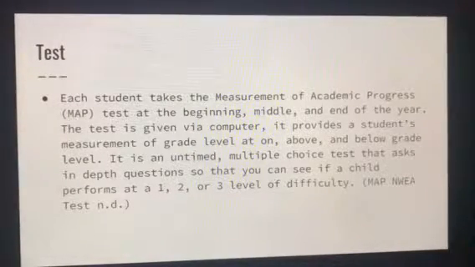So it provides the student's measurement of grade level. It shows if they're on grade level, above it, or below grade level. It asks in-depth questions so that you can see if the child is performing at a 1, 2, or 3 level of difficulty.